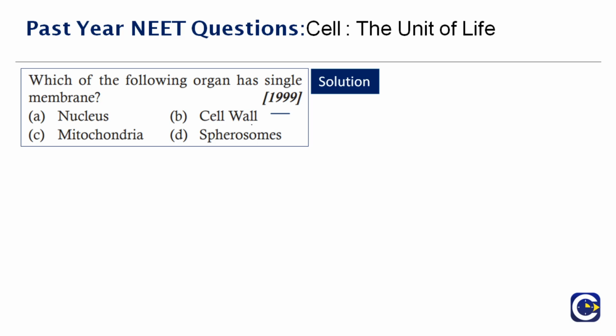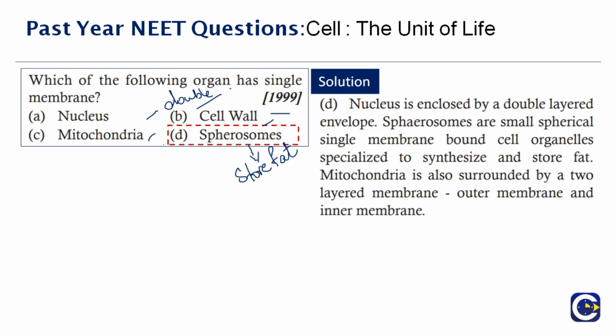Out of all the four options, cell wall, mitochondria and nucleus, these three are double layered membrane. They are all double. So the leftover option is spherosomes. The correct answer is option D. Nucleus, cell wall, mitochondria, they all have a double layered envelope. Spherosomes are small spherical single membrane bound cell organelles. Their main activity is to synthesize and store fat. Mitochondria is surrounded by a double layered membrane which has an outer membrane and an inner membrane. Therefore, the correct answer to this question is option D, spherosomes.